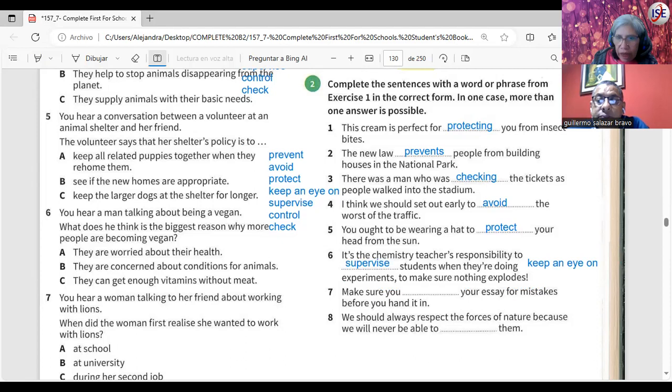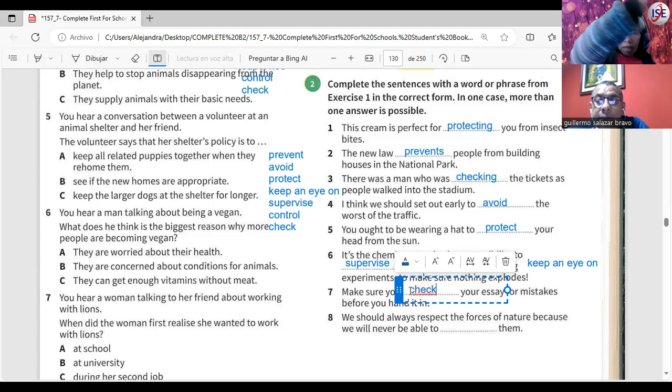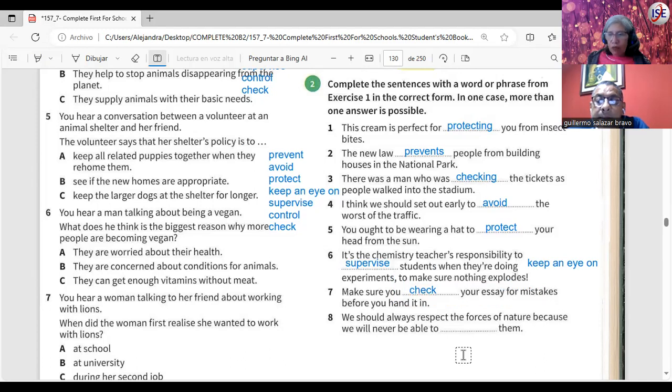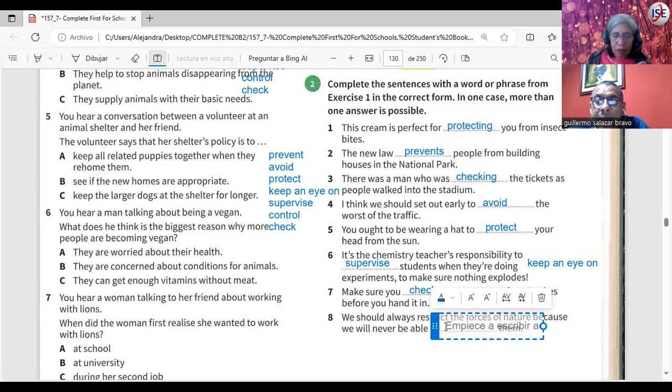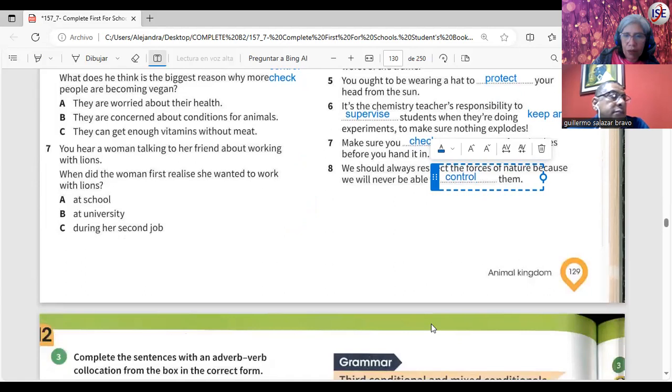Check your essay for mistakes before you hand it in. You checked your essay. We should always respect the forces of nature because we'll never be able to control them. Good.